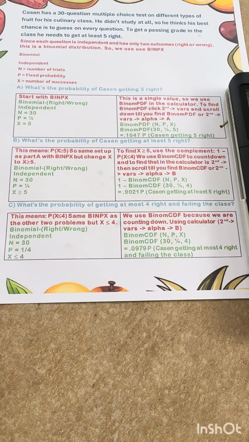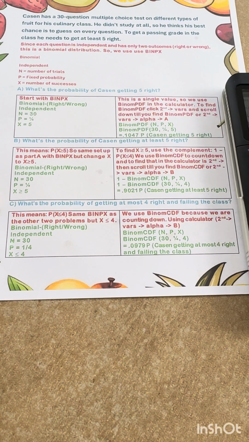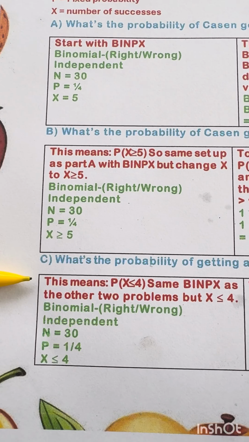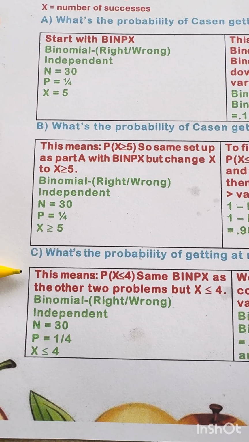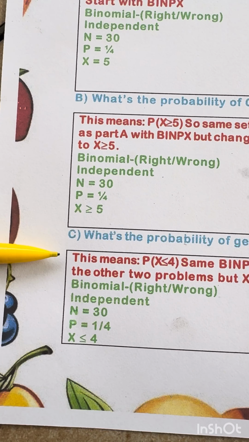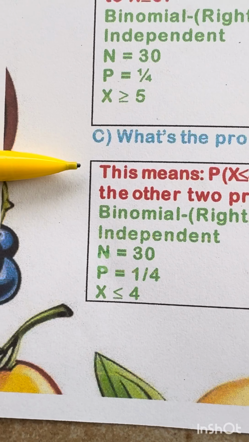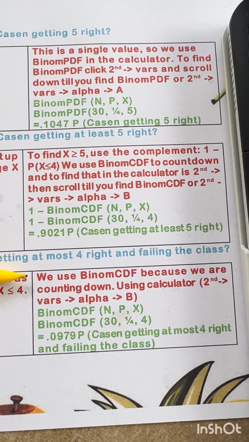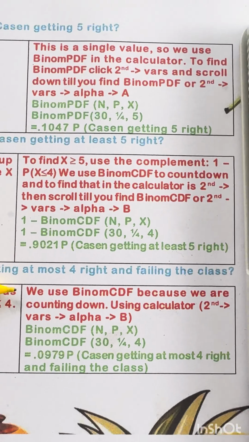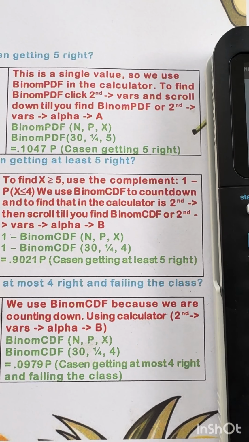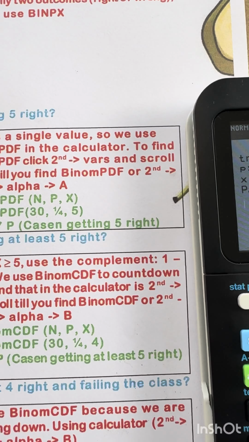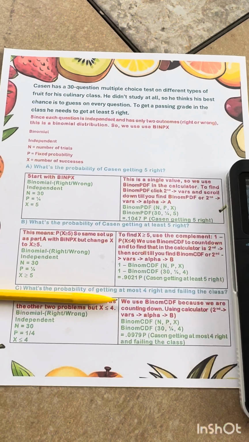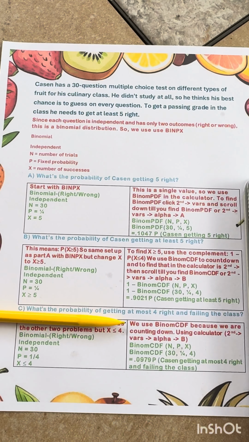And for our last question, what's the probability of getting at most 4 right and failing the class? This means we're finding the probability of 4 being greater than or equal to X. The BINPX does not change except the X value. Again, we are using the binomCDF because we are counting down again. We enter in the same values as we did for the previous question. The only difference is we do not do the 1 minus because we're not using the complement. And that's how you would solve each of these 3 scenarios.